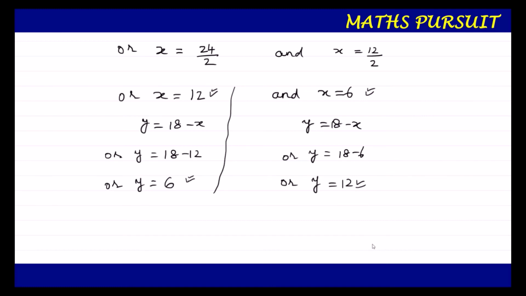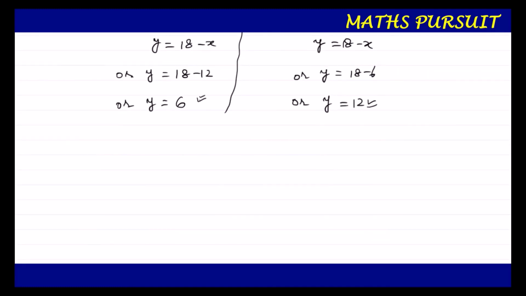So at the end we can say that we got two values of x: when x = 12, y = 6, or when x = 6, y = 12. These are our answers, guys.